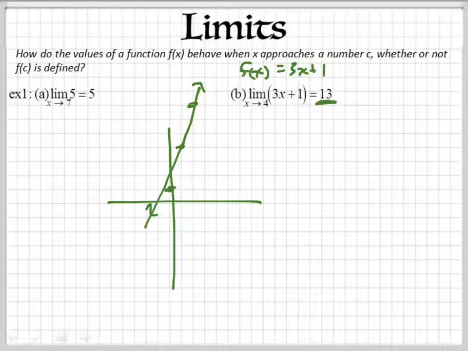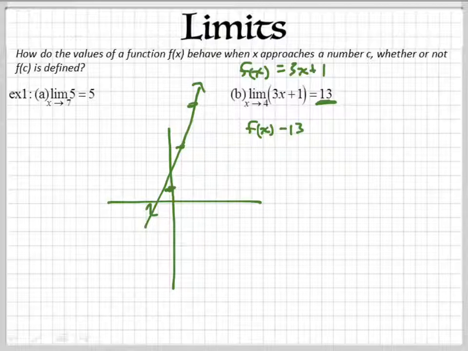But how do we show that? You show that by taking whatever the value is and subtracting 13 from it. So you would take f of x and subtract 13 from it. And if this number is really close to 0, if it continues to get closer and closer to 0, then 13 is actually our limit.